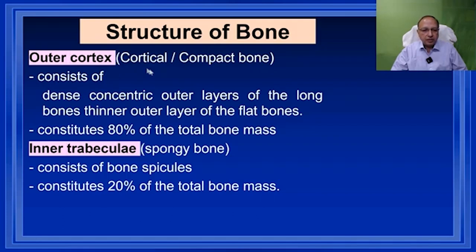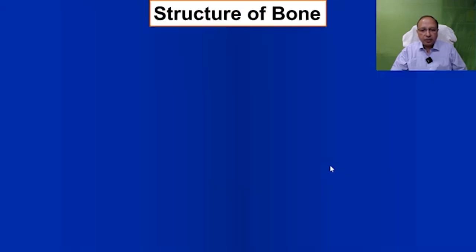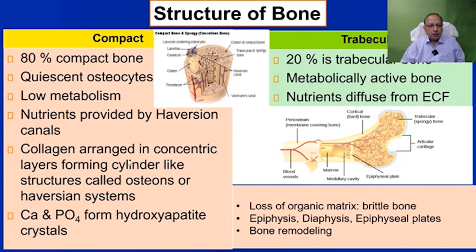Coming to the structure of the bone, we have two types of bones, that is the cortical or compact bone, and the trabecular or spongy bone. The cortical or compact bone is usually in the outer cortex and consists of the dense concentric outer layers of the long bones and the thinner outer layer of the flat bones, and it constitutes roughly 80% of the total bone mass. Whereas the inner trabeculae or spongy bone consists of bony spicules and constitutes roughly 20% of the total bone mass. So compact bone is roughly around 80%.